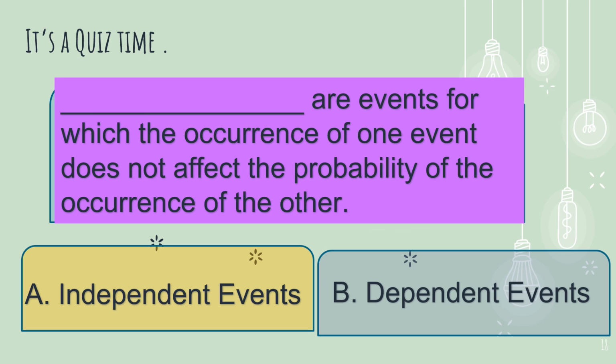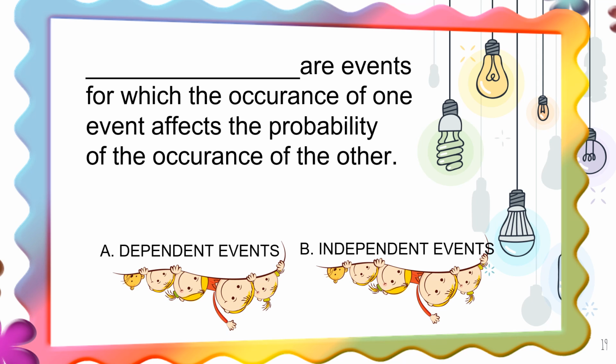So it's quiz time now, and hopefully you are ready to answer all the questions. Events for which the occurrence of one event does not affect the probability of the occurrence of the other. So which one, A or B? Now we go to the second question. Events for which the occurrence of one event affects the probability of the occurrence of the other.